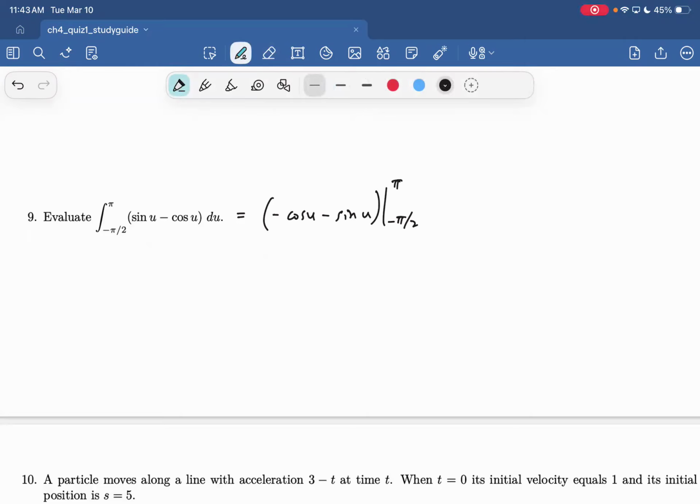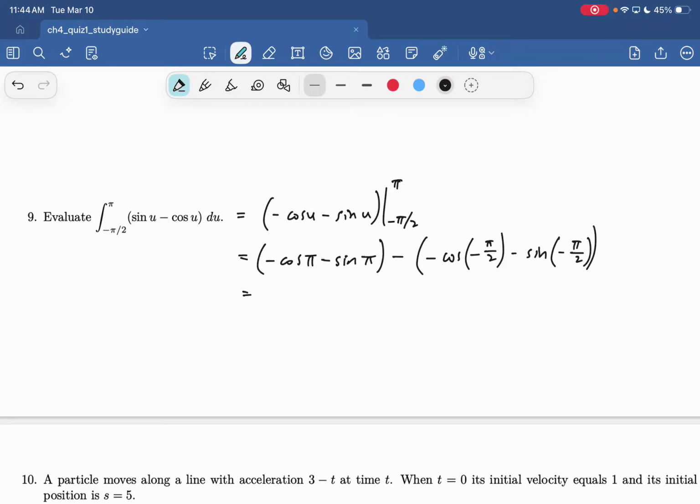Make sure you're not getting the signs confused. If you're ever worried, you can always differentiate what you're finding here, and you just want to confirm that you get this. The derivative of negative cosine is positive sine, and the derivative of negative sine is negative cosine, and so that means we're good. Now we just need to evaluate it at these points. First we plug in pi. So we'll have negative cosine pi minus sine pi, minus negative cosine of negative pi/2, so we're plugging in the lower limit of integration, minus sine of negative pi/2.